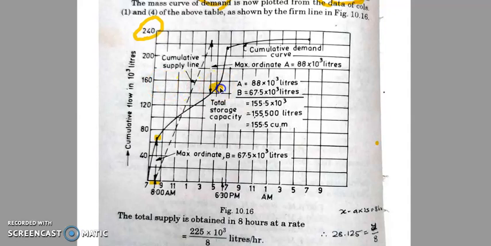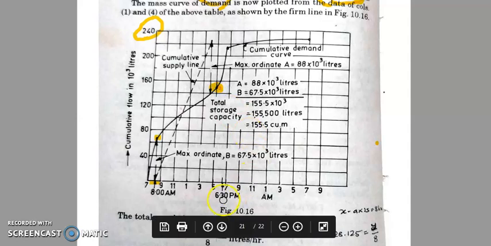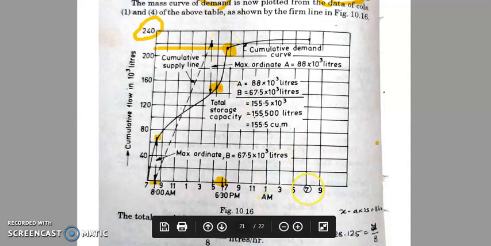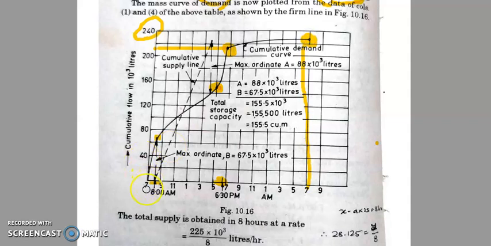Now the third, what is the value? 213, right? 213. That is 5 p.m. to 6:30 p.m. So 6:30 is here, and you have here how much? 213.75. Here it is 213. And next is 225. That is 7 a.m. So 7 a.m. is here, and the 225 is here. So you will get this curve, the cumulative demand curve, like this. This you will get. Now pumping is done.